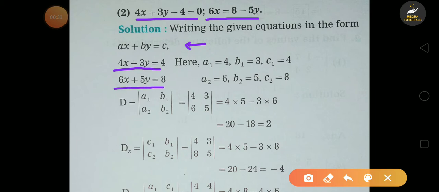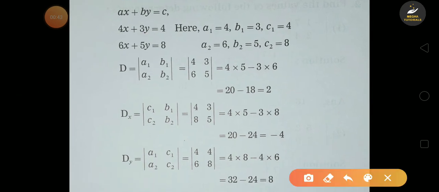Now from these two equations we can write the values of a1, b1, c1 and a2, b2, c2. Now we'll substitute the values of D, Dx and Dy. Our D is a1 a2 b1 b2, Dx is c1 c2 b1 b2, and Dy is a1 a2 c1 c2. We have to remember this. Then after substituting values in D, we'll get 4, 6, 3, 5. So 4 into 5 minus 3 into 6, we'll get 4 fives are 20 minus 3 sixes are 18, which is 2.